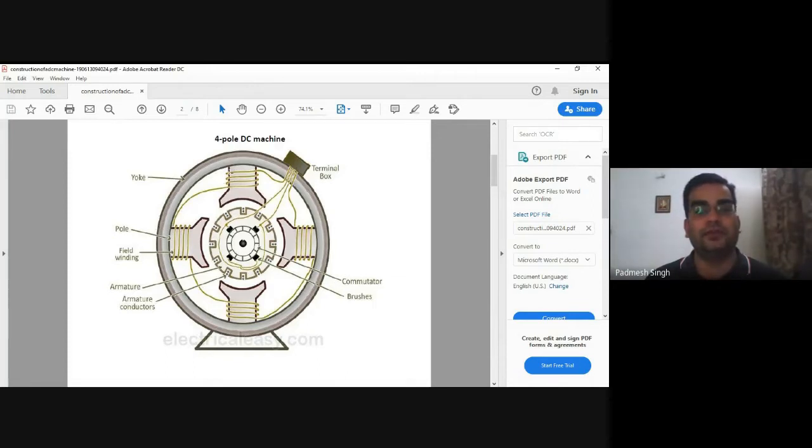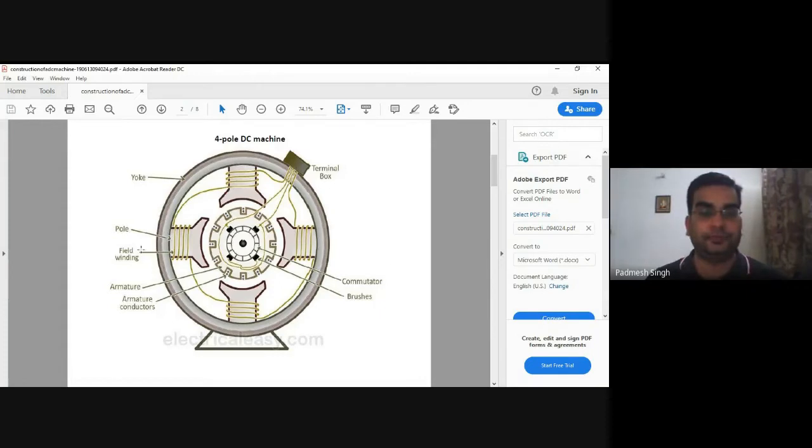Say a flux will have a direction as shown in the figure. If a flux is emerging from the right hand side of this pole, then it will exit from this, then it will get returned from this and will come back through the yoke. So a flux path would be like this as shown in the diagram, and you can see the cursor. The flux path would be like this. So the purpose of the yoke is to provide a return path for the flux.